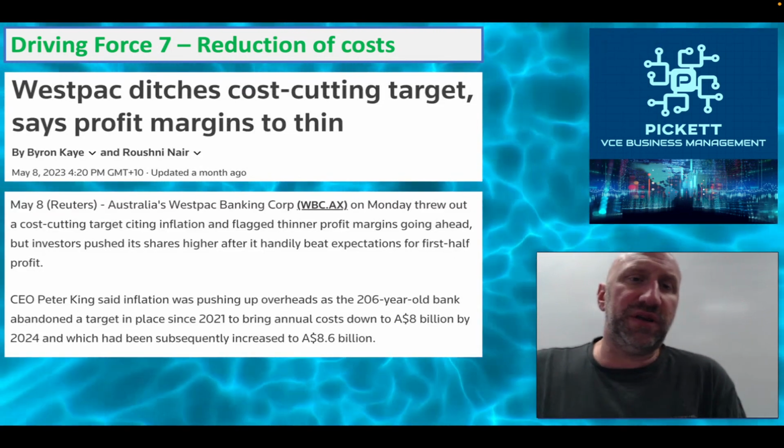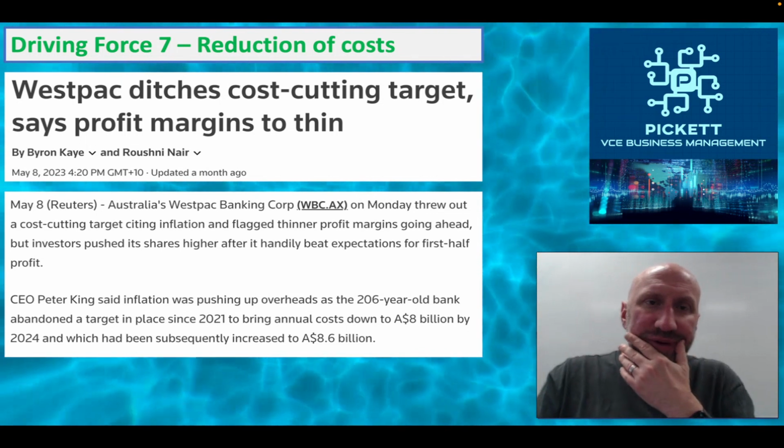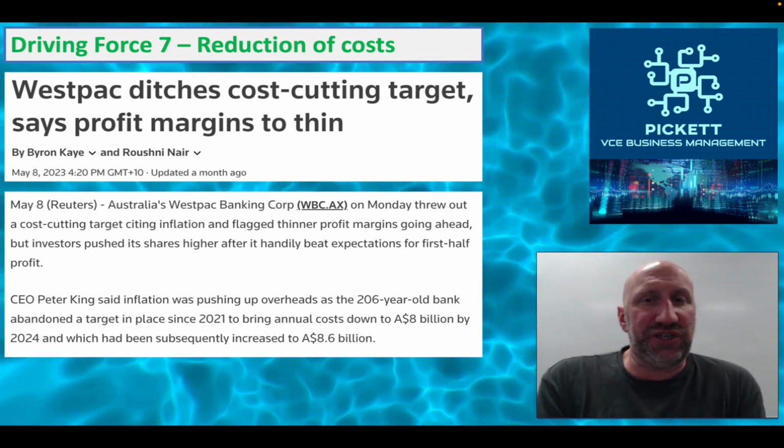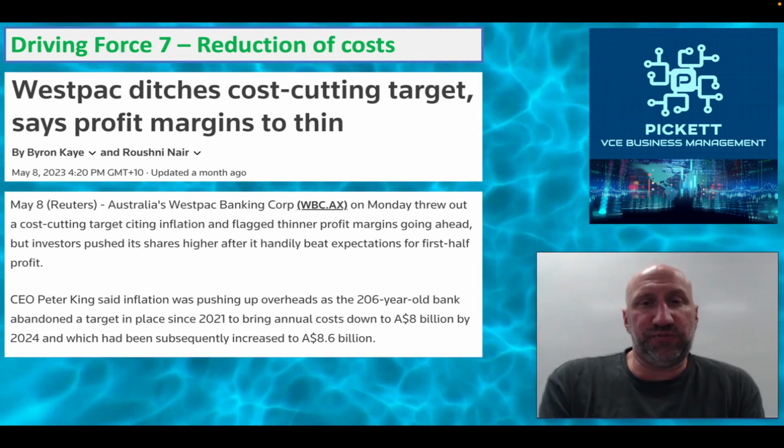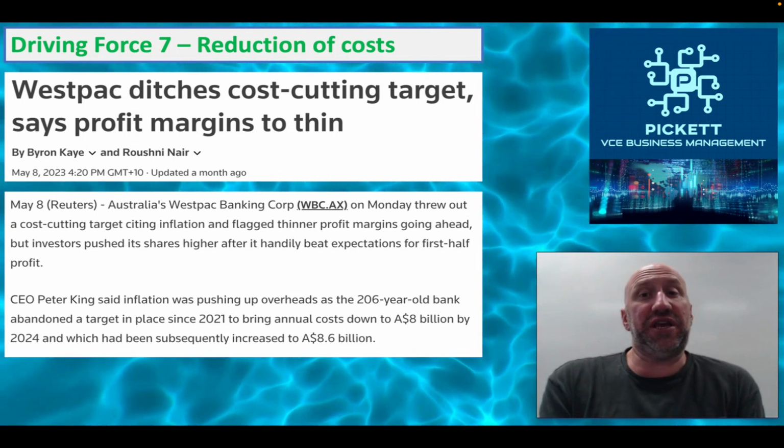Now, here's an interesting one. This is a story from a couple of months ago. Westpac ditches cost-cutting target. It says profit margins too thin.